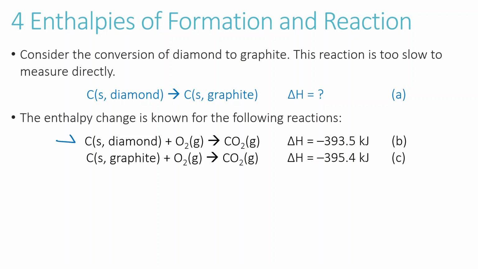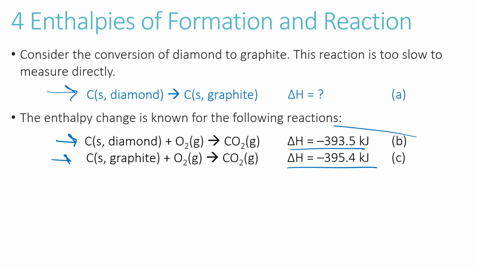These two reactions here are the burning of carbon as a diamond and the burning of carbon as graphite, and we have delta H for these processes. This I can do experimentally. I can just do these two reactions and measure this delta H. But I can't do reaction A and measure delta H because it's too slow.